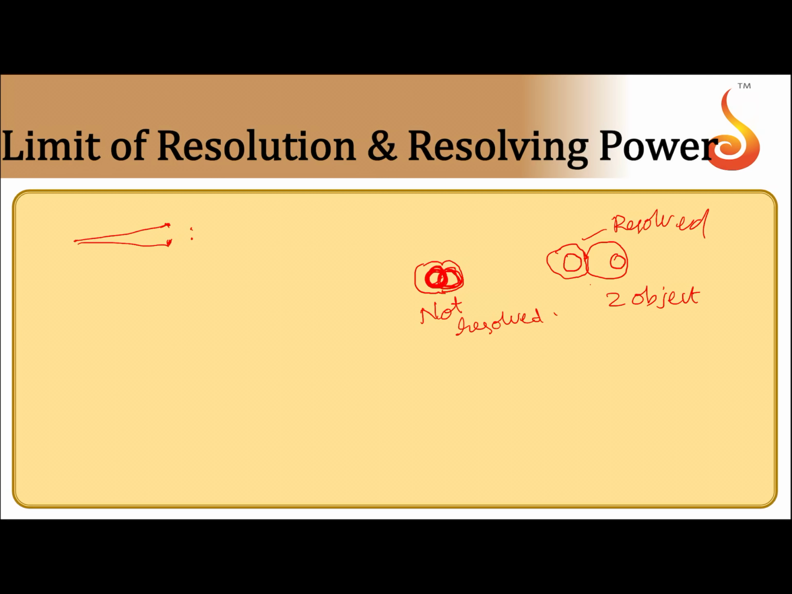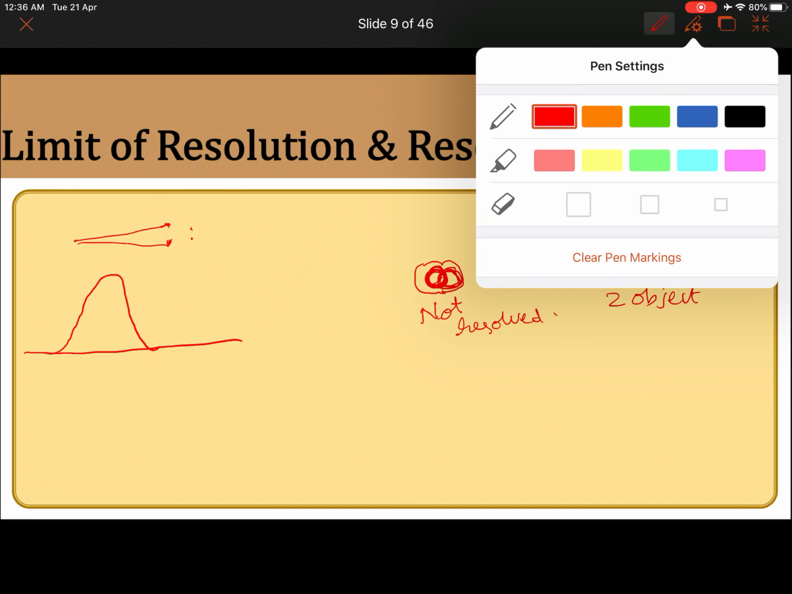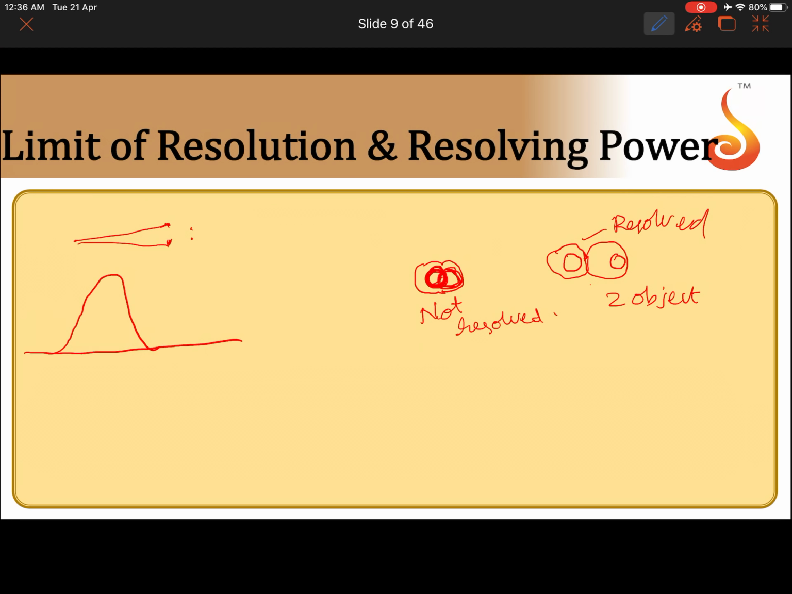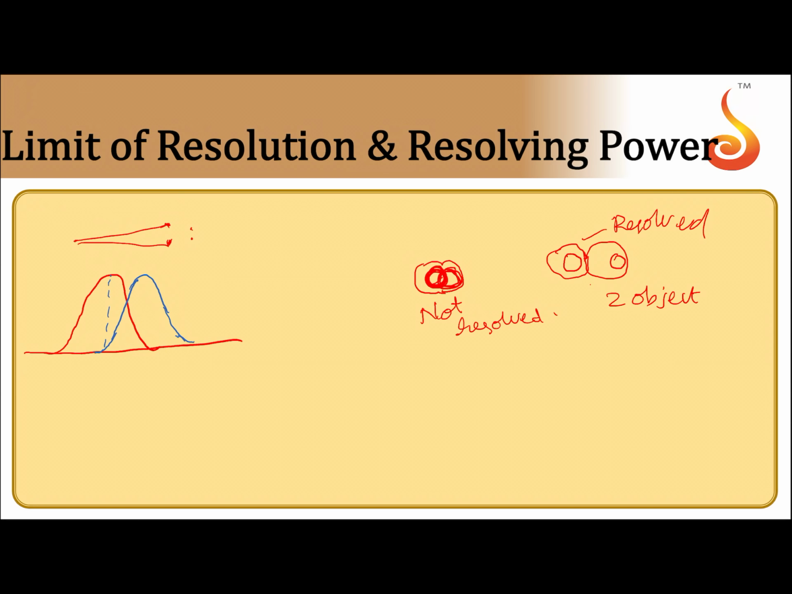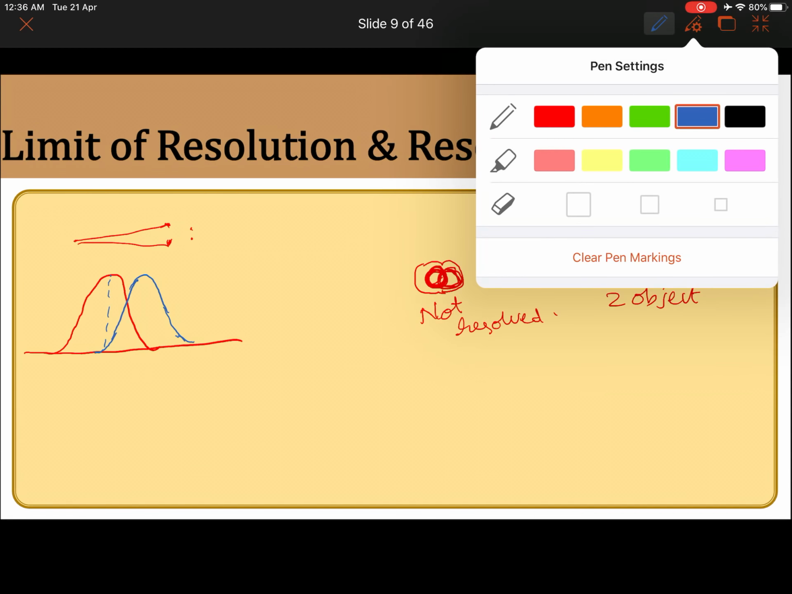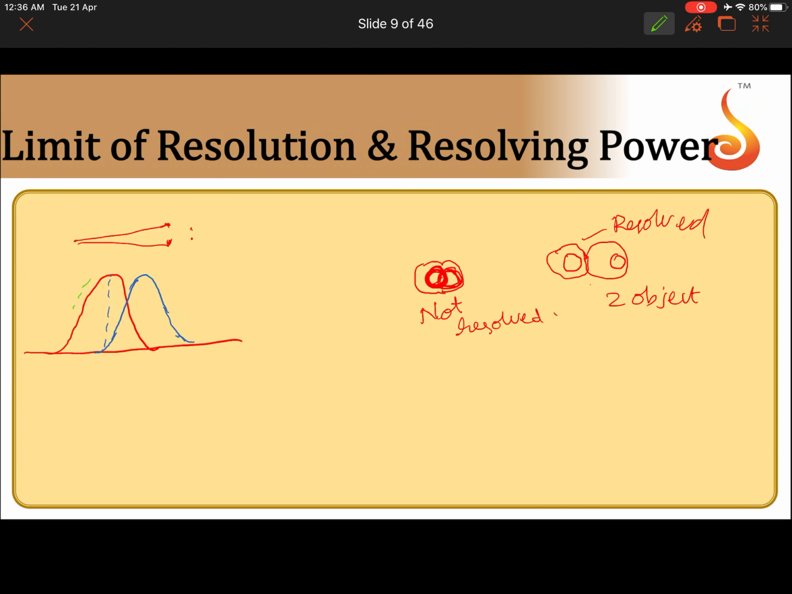So in terms of the intensity distribution pattern, suppose the central maximum of the diffraction pattern of the first object is like this. Then if I take another object, if the first minimum of the diffraction pattern of this falls exactly at the place of the central maximum of the first object, so if it is formed like this, then in this case we will be just able to see two different objects. So there are two peaks, so you will see two objects. Here we say it is just resolved.